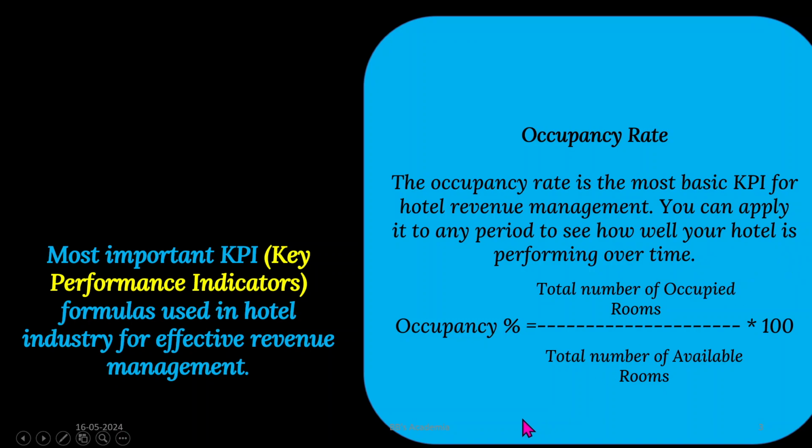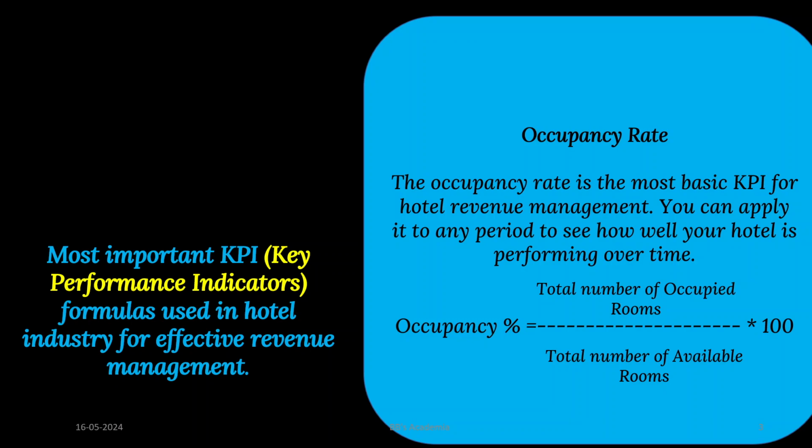And how is it calculated? Occupancy percentage is calculated on the basis of this: total number of occupied rooms divided by total number of available rooms multiplied by 100. Very simple calculation. So if you calculate by getting these figures, total number of occupied rooms divided by total number of available rooms multiplied by 100, what you achieve, that is your occupancy percentage.